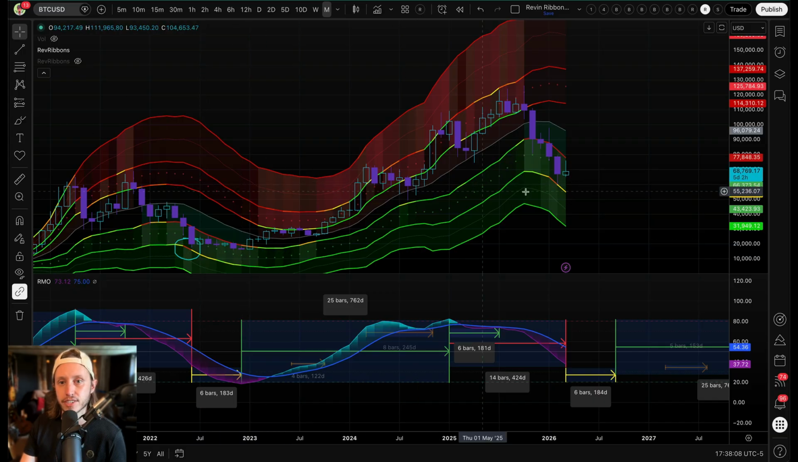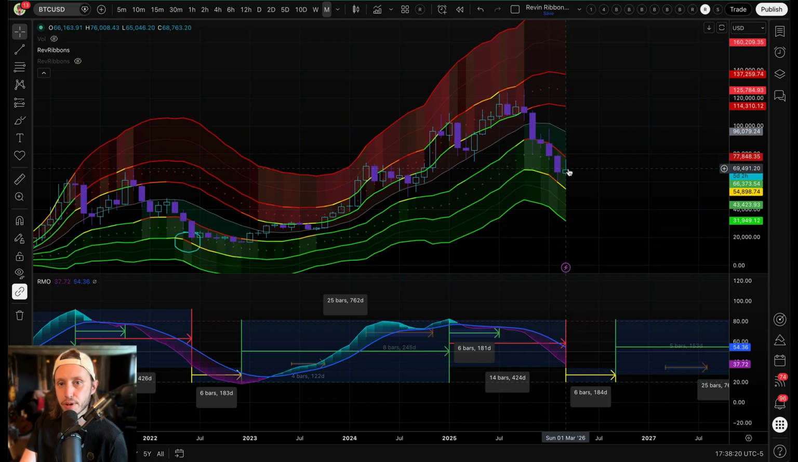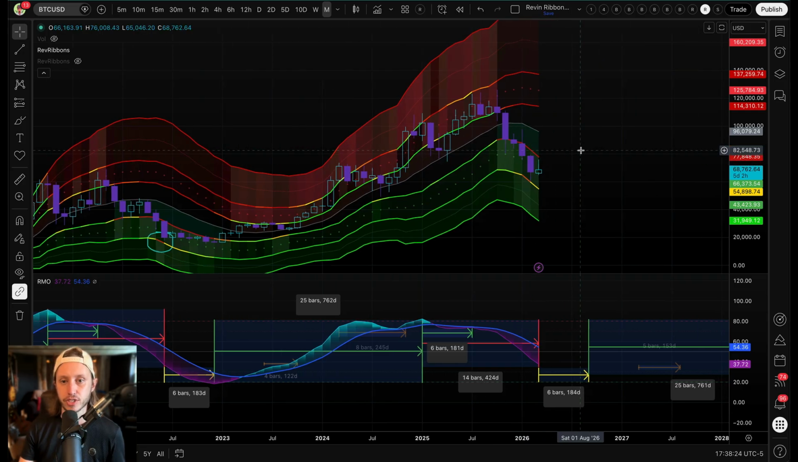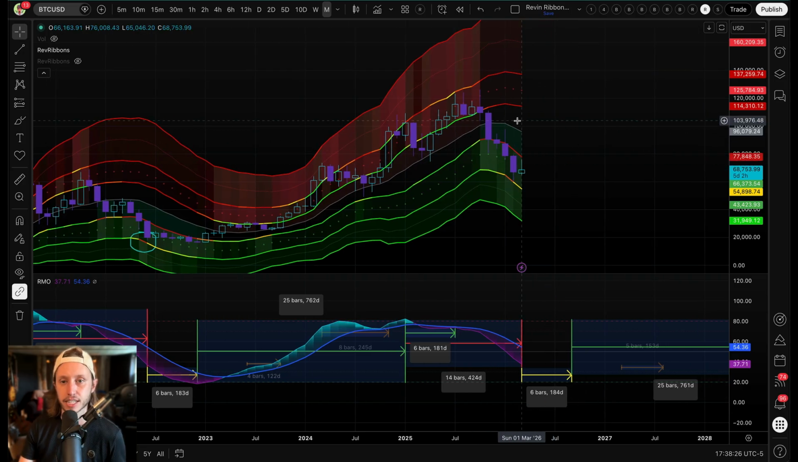The support 2 band is at 54K. So at some point, if we wick into that, I would not be super surprised. But once we start reclaiming this dotted support band here, I don't expect price to go majorly lower. And if the next few months are like past cycles have been, we do expect sideways until September of this year.